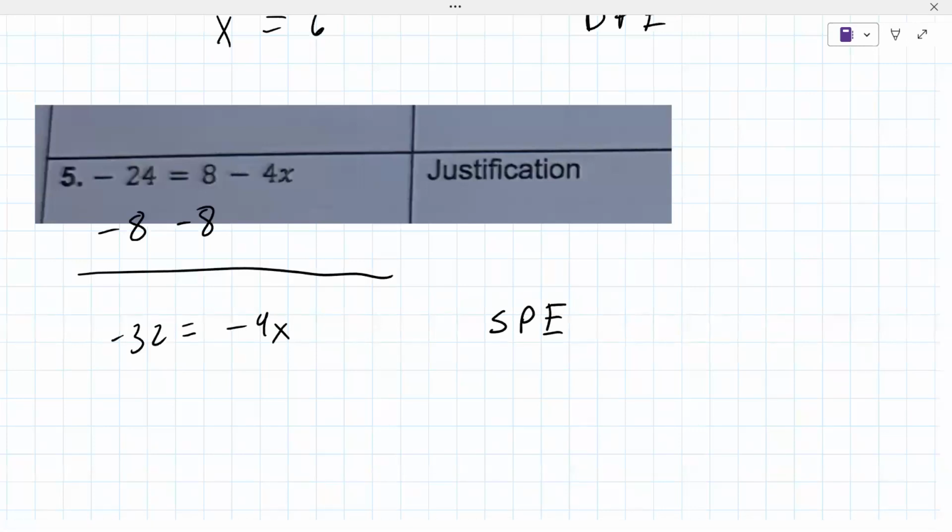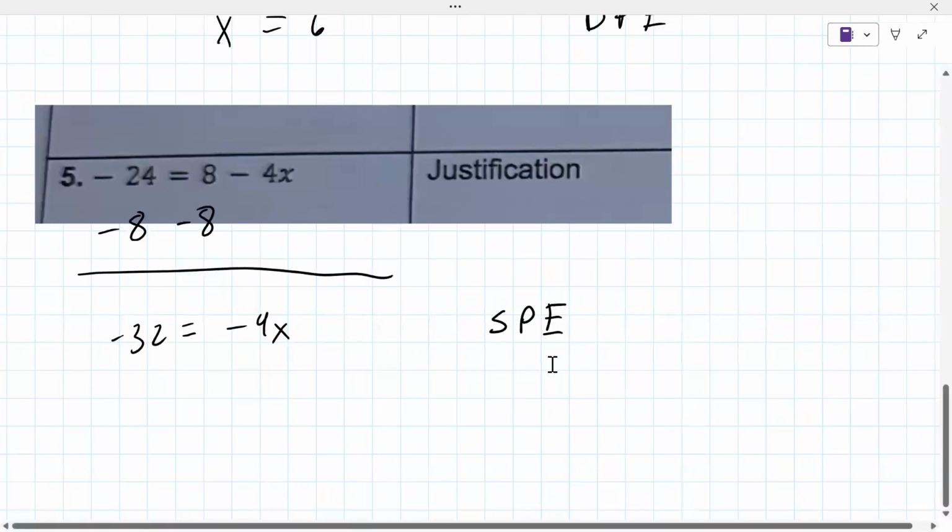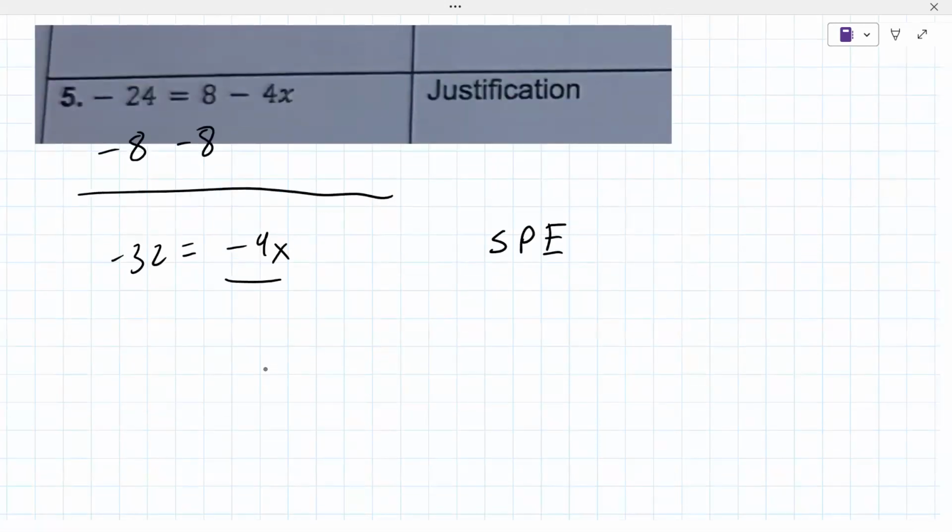I'm not going to get involved here. x equals 8, division property of equality. All right, good.